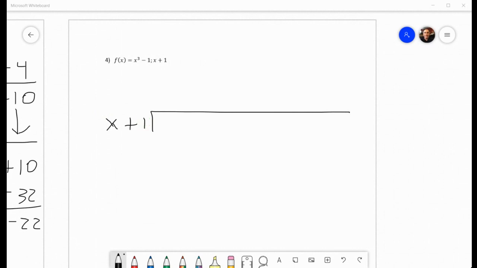Now for the dividend, the f of x, notice we're missing two terms, right? There's no x squared term and there's no x term. No problem. We can put those in with a zero coefficient. In other words, we have x cubed plus 0x squared plus 0 times x, minus 1. There we go. I almost wrote plus 1, but it should be minus 1. Wait a minute. No, that's right. Okay, I thought I made a mistake, but I didn't. So this is what we have so far, okay?